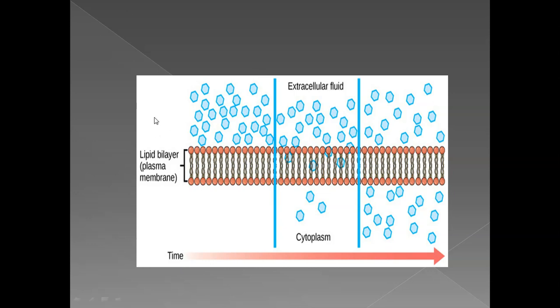This is how we observe diffusion as a diagrammatic representation. The extracellular fluid has a large number of solutes. These particles are solutes. So these solutes will move from a higher concentration to a lower concentration across a permeable membrane.